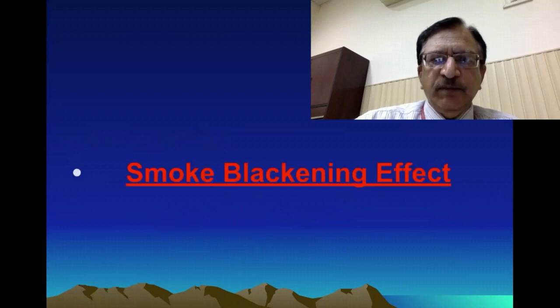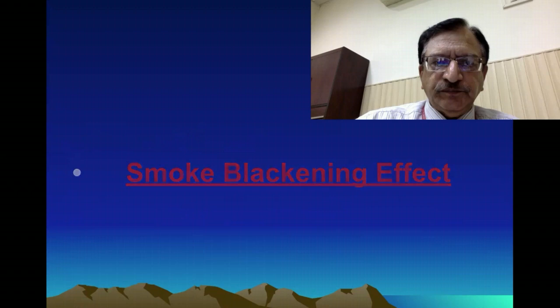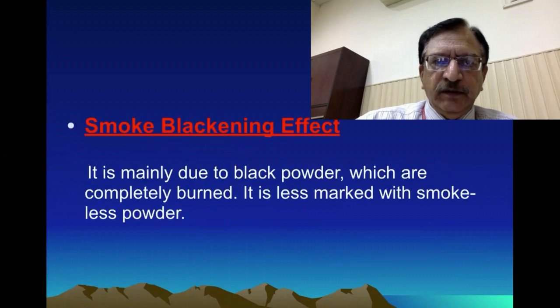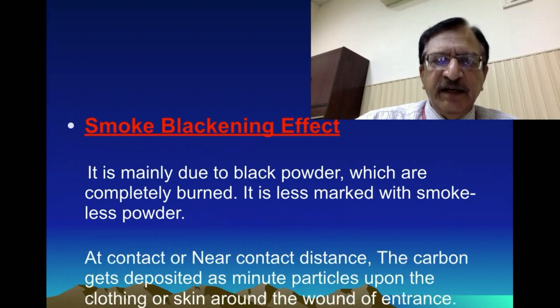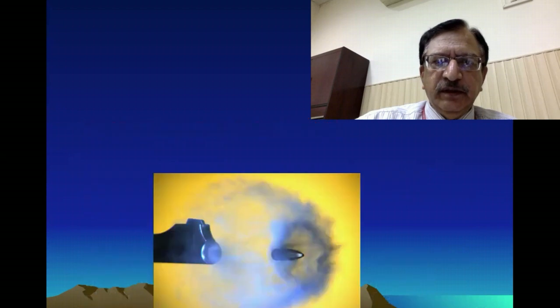Now the smoke blackening effect. When there is completely burnt gunpowder, these fine particles will soil the surface at the entry site, and this is called smoke blackening. And this is usually in close range. At contact or near contact, the carbon gets deposited as minute particles around the clothing or the skin around the entry wound. This is the smoke which is traveling with the bullet.